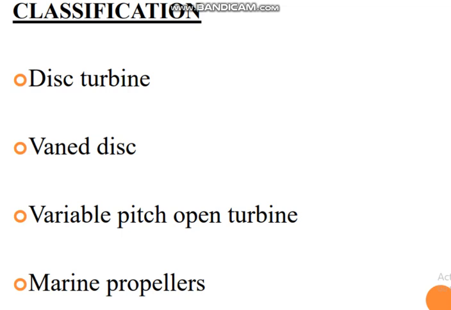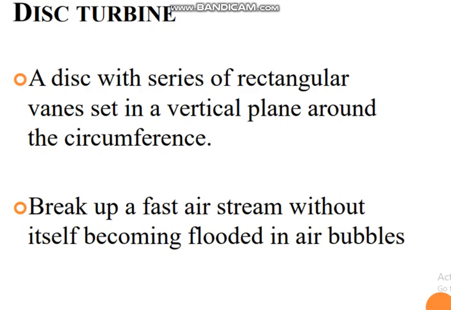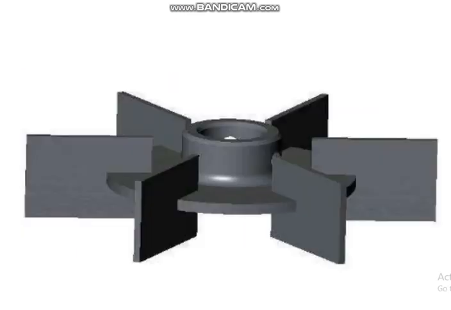Classification: it is classified in four types: disk turbine, vane disk, variable pitch open turbine, and marine propellers. Disk turbine: a disk with series of rectangular vanes set in a vertical plane around the circumference of the fermenter. Breaks up a fast air stream without itself becoming flooded in the air bubbles. As shown in the figure, you can see.